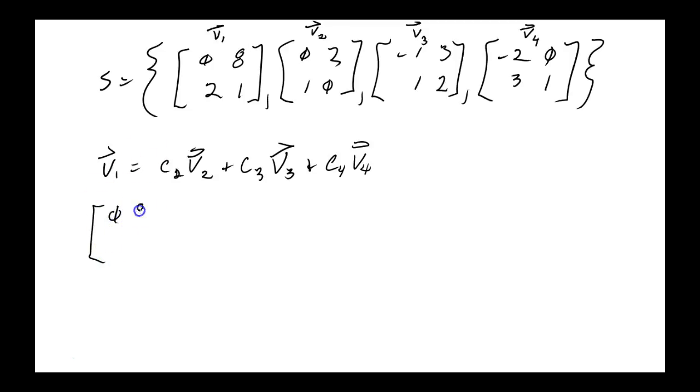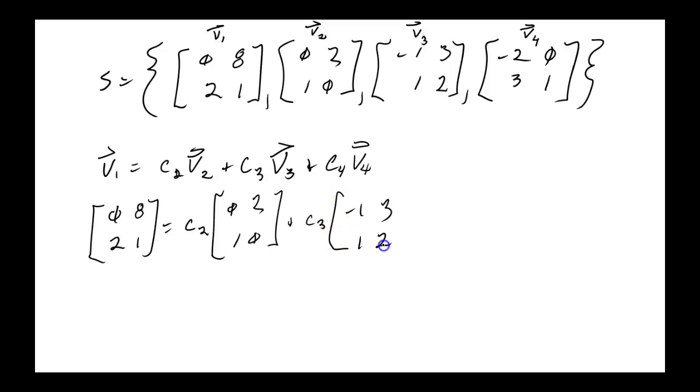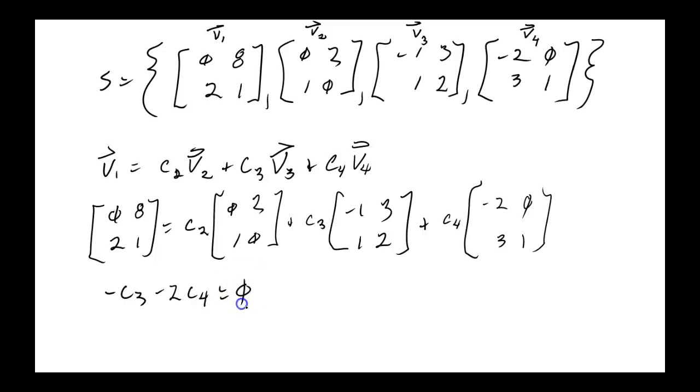V1 is 0, 8, 2, 1, equal to some linear combination of C2 times 0, 2, 1, 0, plus C3 times negative 1, 3, 1, 2, plus some C4 times negative 2, 0, 3, 1. Okay. Now, I hope you're going to see where I get these equations. I'm going to take the upper left member of each matrix. That would be 0 times C2, minus C3, minus 2C4, that has to add to 0.